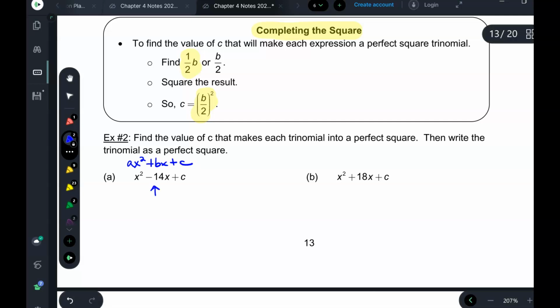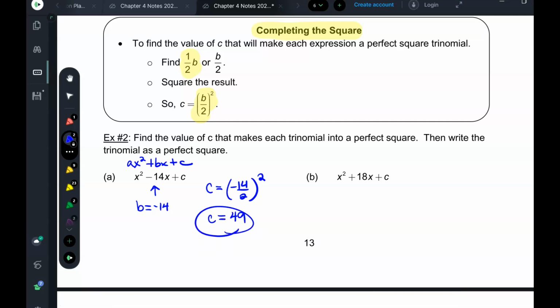What's b equal to? b is equal to 14. So c is going to be half of 14 squared, and that's going to be 7 squared, which would be 49. Good.